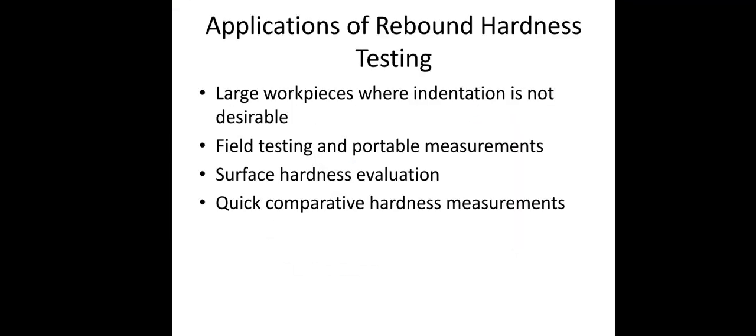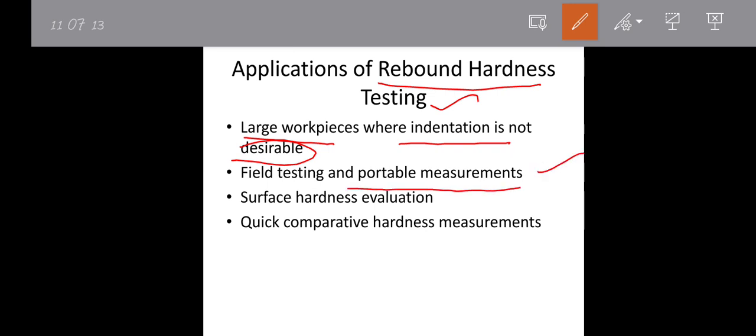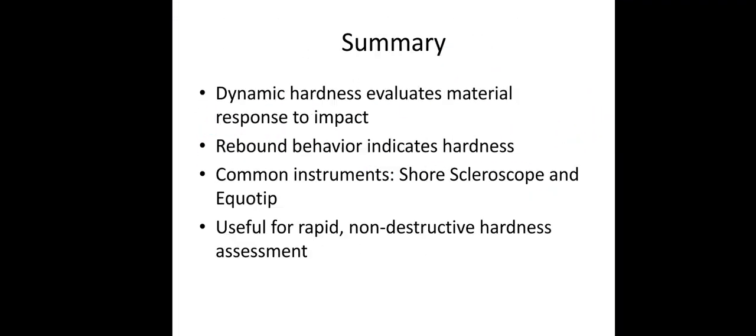Next, we see the applications of the rebound hardness test. The rebound hardness test can be used in many applications, particularly for large workpieces where indentation is not desirable. It is used for field testing and portable measurements. Surface hardness evaluation can be done using the rebound hardness test, and quick comparative hardness can also be measured.